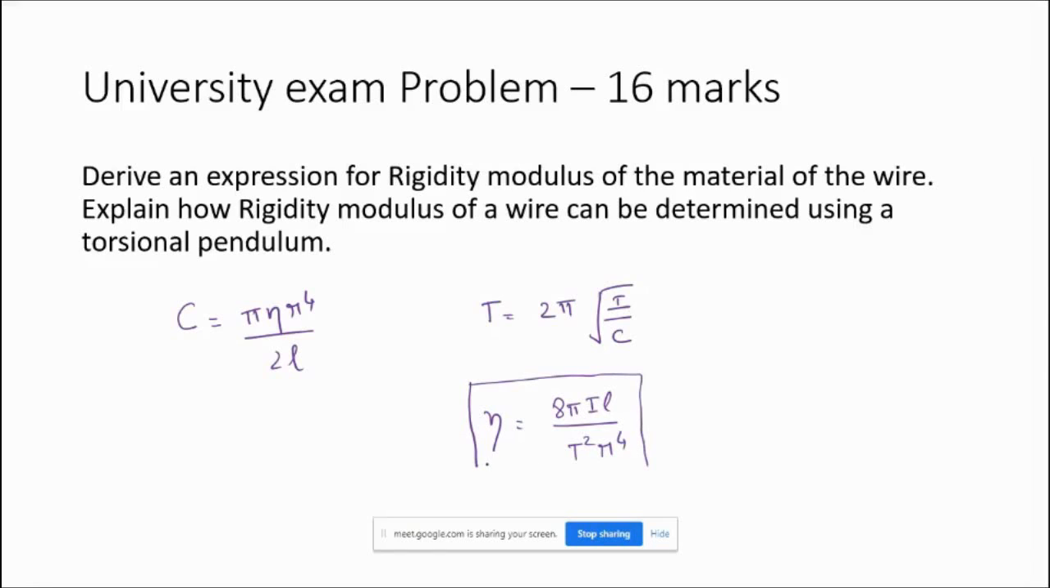Then you have to explain how you will find the time period of a torsion pendulum. Then you have to explain how will you measure the length and radius of the wire, and also how you will compute the moment of inertia of the disc, and using it to compute the rigidity modulus of the material of the wire.